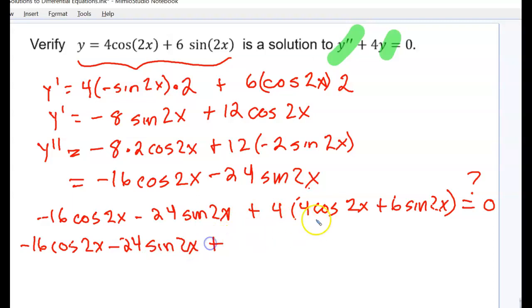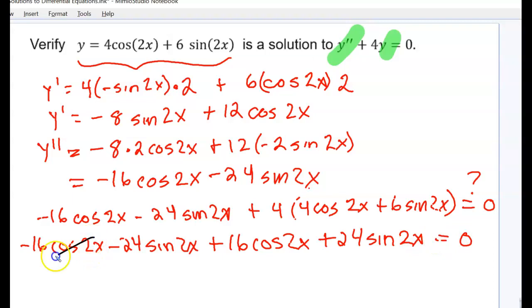When I distribute, 4 times 4 is going to give me 16 cos 2x and 24 sine 2x. So yes, indeed, the negative 16 and the 16 cancel, negative 24 cancels, so I do get 0 equals 0. So we have verified that y is a solution to that differential equation.